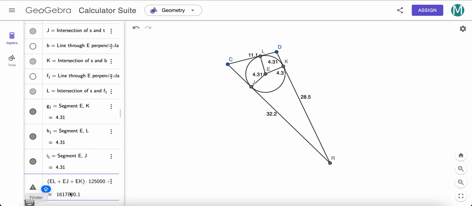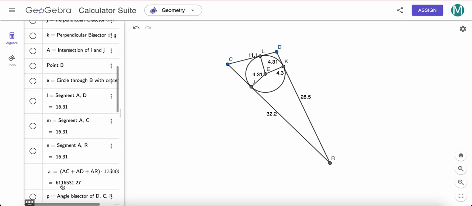So let's say parenthesis RC plus RD and plus DC. So DC. And we're going to multiply this one by $50,000 per mile. Yes. As you see, it is 5,207,800. So we have the answer for two options.